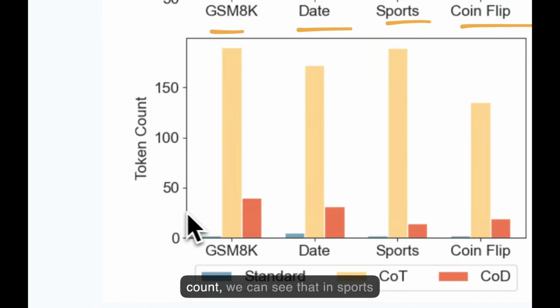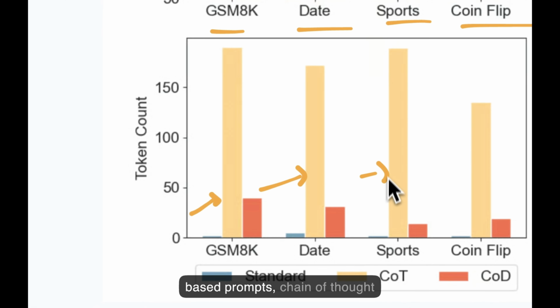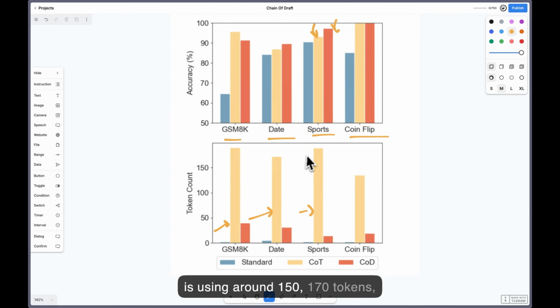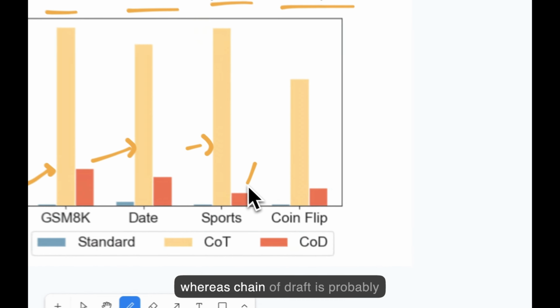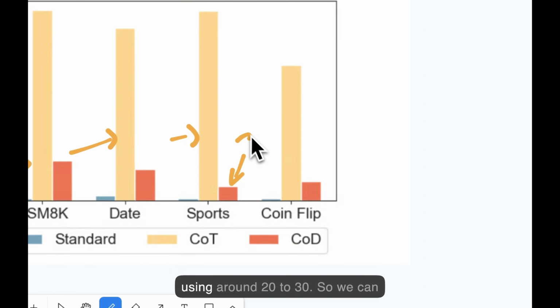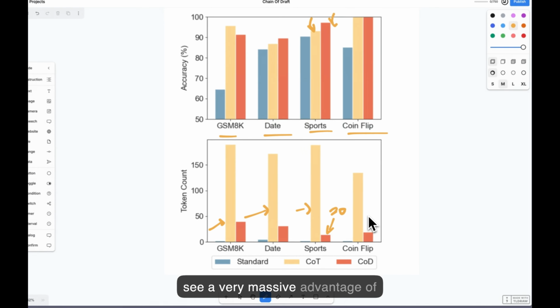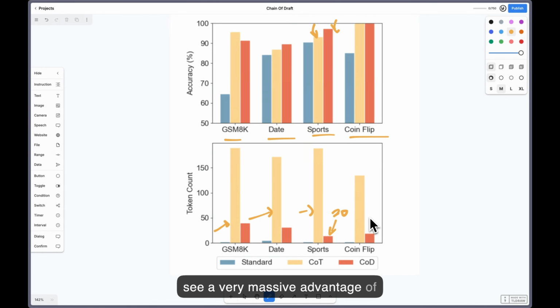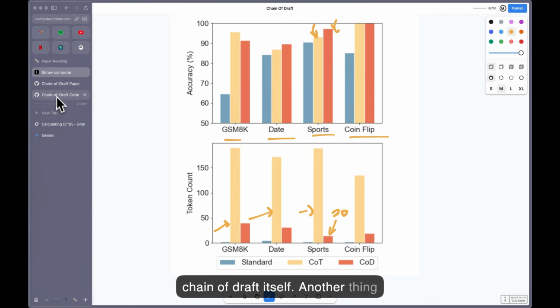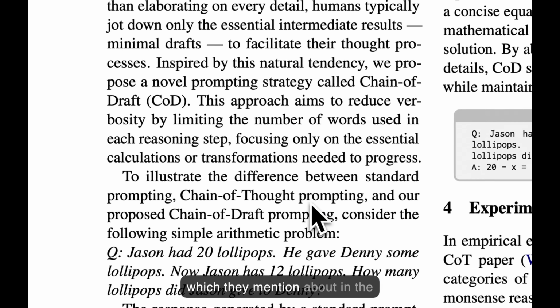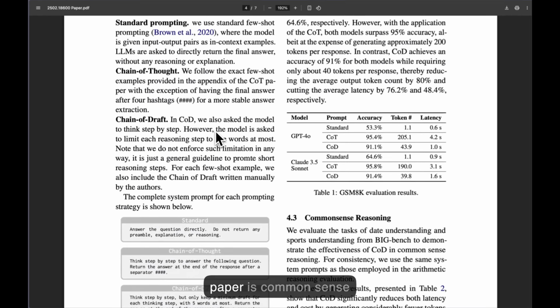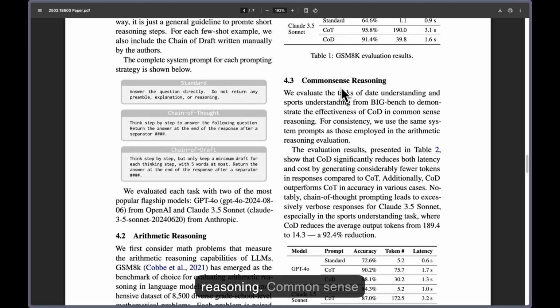In the token count, we can see that in date-based prompts and sports-based prompts, chain of thought is using around 150 to 170 tokens, whereas chain of draft is probably using around 20 to 30. Right, so we can see a very massive advantage of chain of draft itself. Another thing which they mention in the paper is common sense reasoning.